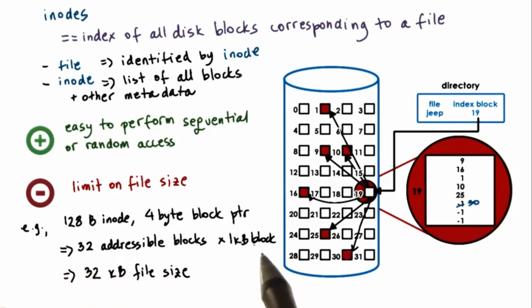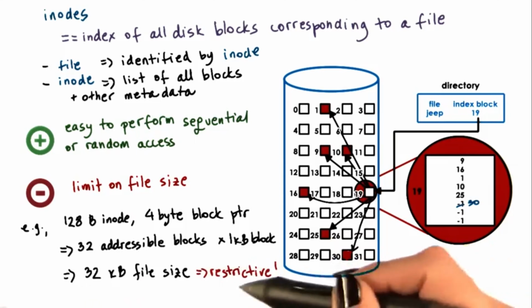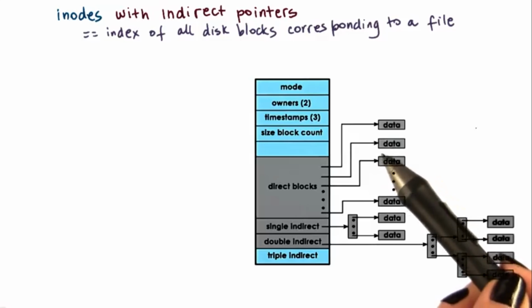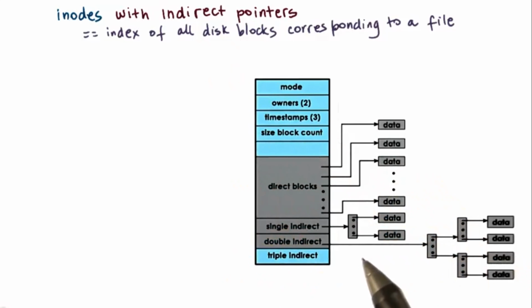If we assume that a single block is 1 kilobyte, that means that the maximum size of a file that can be addressed using this inode data structure, that's represented in this way, is 32 kilobytes. That clearly is very restrictive. One way to solve this is to use so-called indirect pointers.